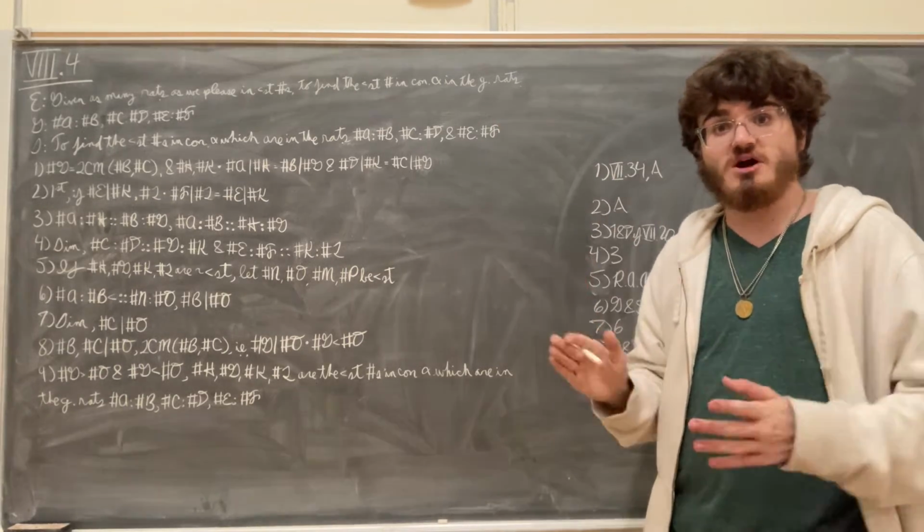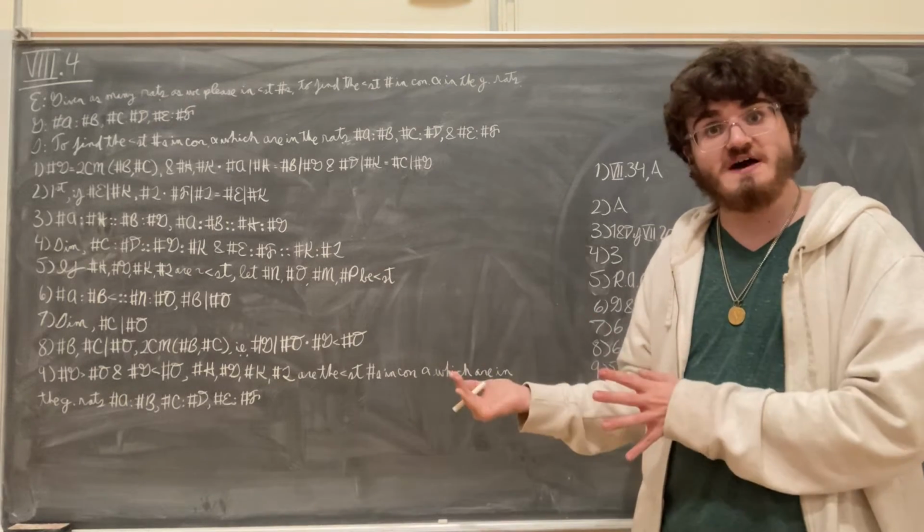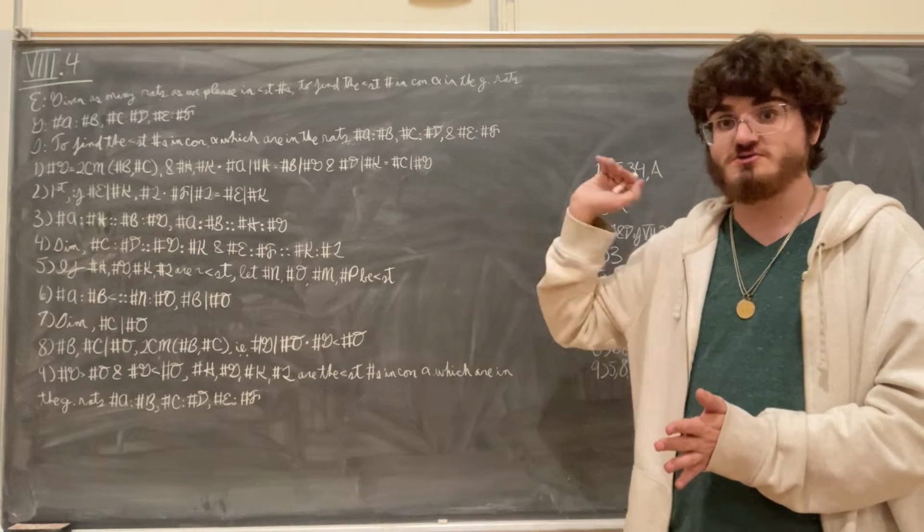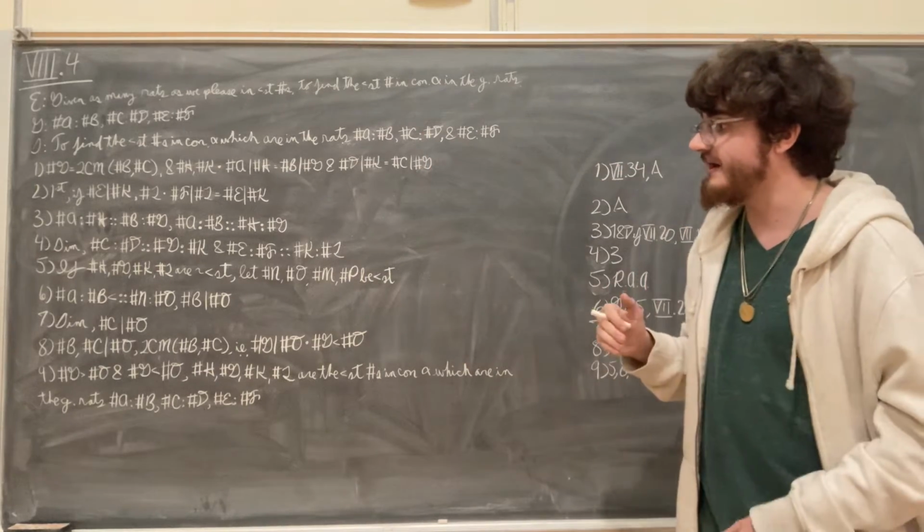Next, we want to prove that these are the least numbers which satisfy this property. They're the least numbers in this continuous proportion according to our given ratios. And we're going to prove this by reductio.